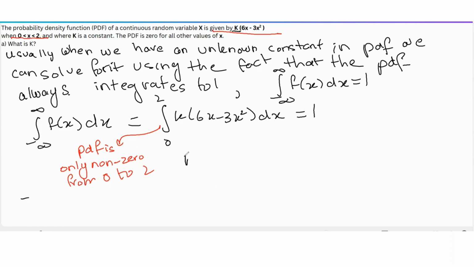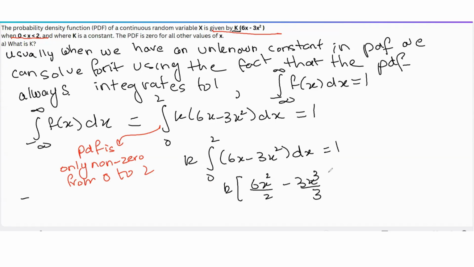Now if I take the k outside, this becomes k times the integral from 0 to 2 of 6x minus 3x squared dx equal to 1. Doing this integral is pretty simple. This is just going to be 6x squared by 2 minus 3x cubed by 3, and then we have to plug in the limits. This becomes k times 3x squared minus x cubed, from 0 to 2, equal to 1.